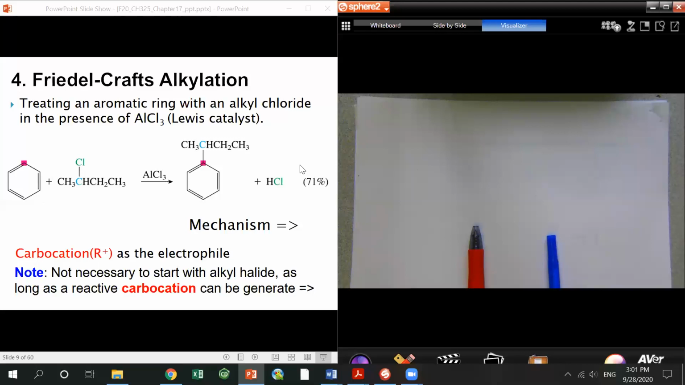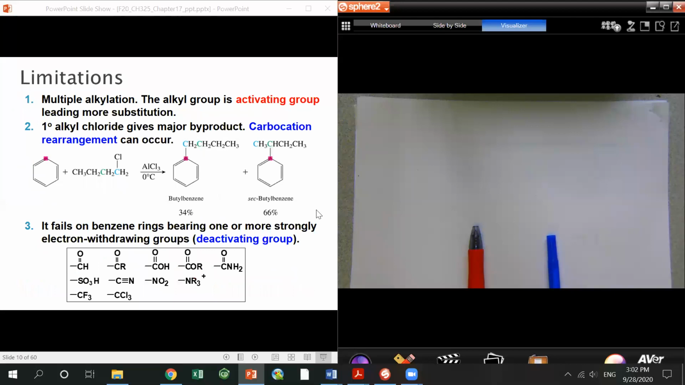All right, and then today we continue with chapter 17, aromatic reactions. Last Friday we talked about the EAS reactions, the last one being Friedel-Crafts alkylation reactions. For this reaction there are some problems. First, the multiple alkylation.